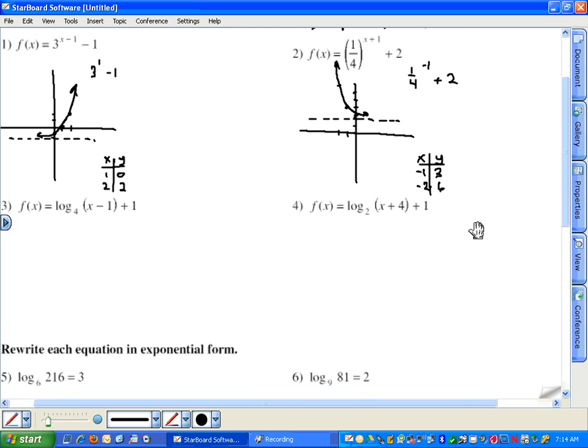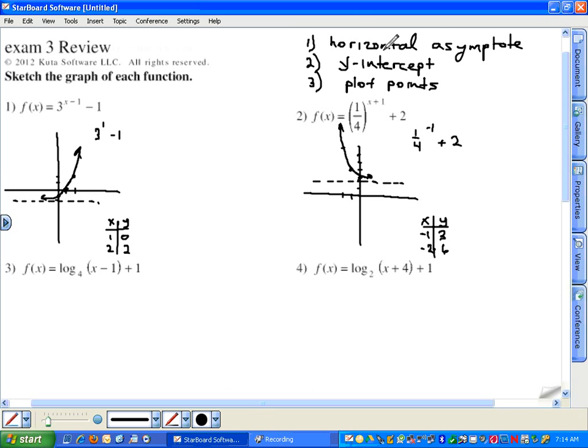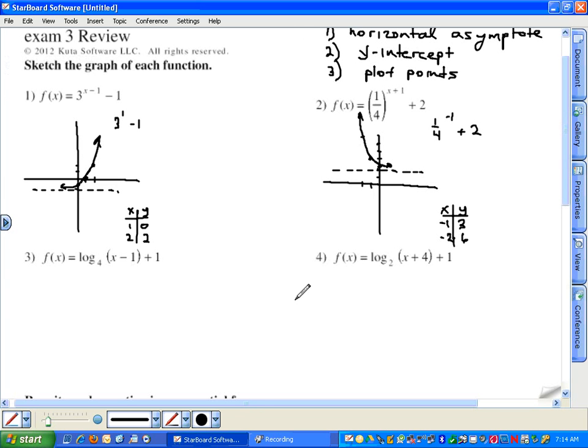Now, for logarithm graphs, there's similar steps as these three steps. It's just everything is its inverse. Instead of finding a horizontal asymptote, we're finding a vertical asymptote. We're going to find an x-intercept, and we're going to plot points, but it's going to be in a different way. So for logarithm graphs, vertical asymptotes are affected by horizontal movements to the left or to the right, so we look inside the function for those. Inside the function is opposite. X minus 1 means there's a transformation to the right. So our vertical asymptote is right there.